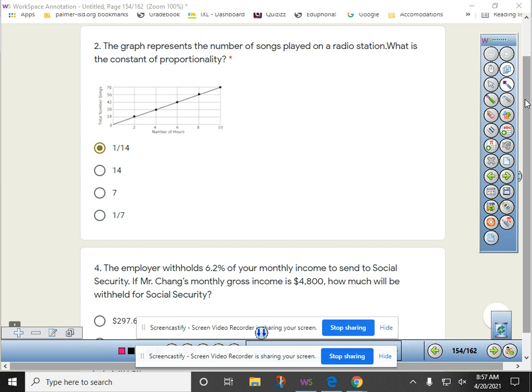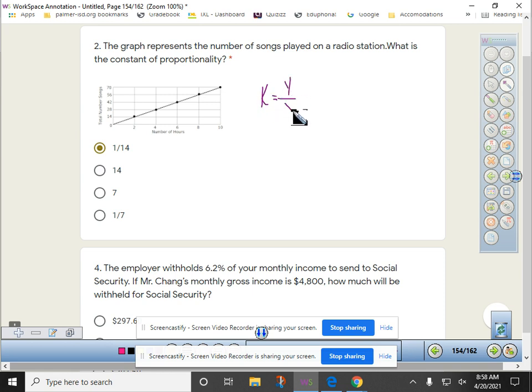The graph represents the number of songs played on a radio station. What is a constant of proportionality? Constant of proportionality is actually on the formula chart. It is K equals Y divided by X. How many of you have that written on your paper? Okay. How many of you are going to write it down now? Please do that. If you look at your graph here, Y would be what?